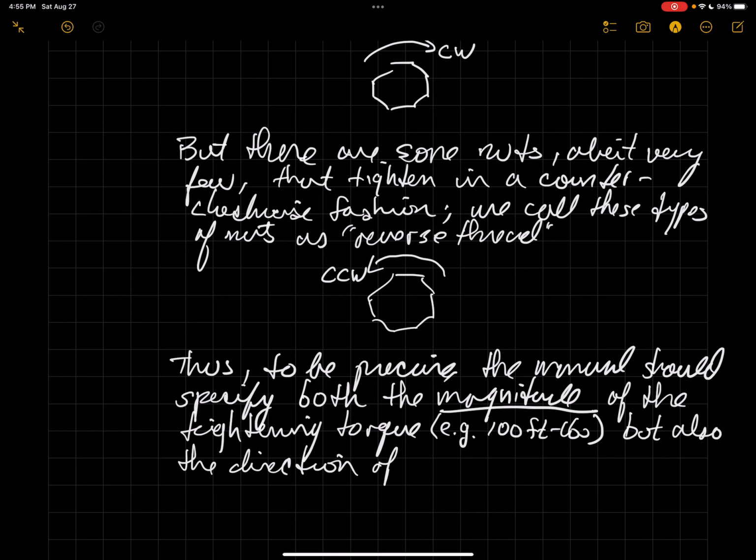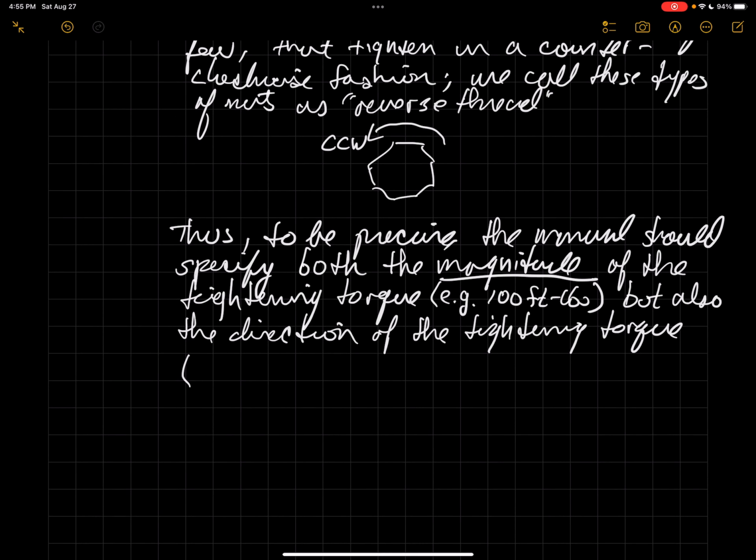Of the tightening torque. And if it were a normal thread, that would be clockwise in our example. Thus, if you wanted to loosen that lug nut, you would know that you have to supply at least 100 foot-pounds in a counterclockwise fashion because you were told that the tightening torque was 100 foot-pounds in a clockwise fashion, okay?